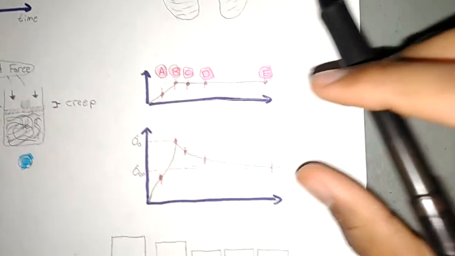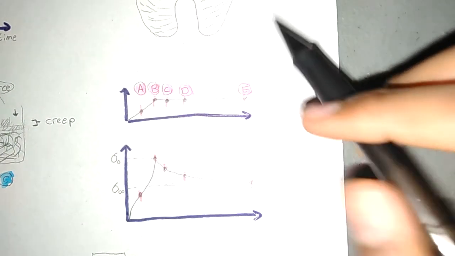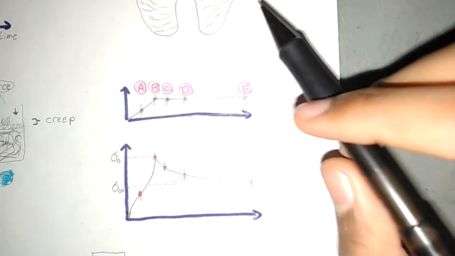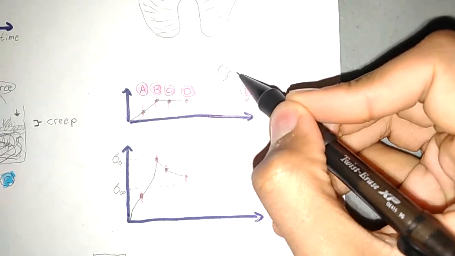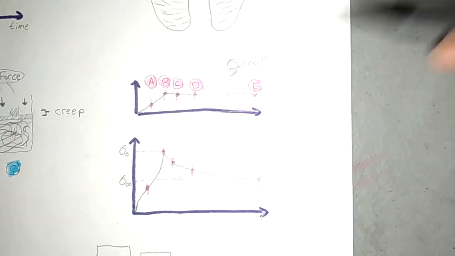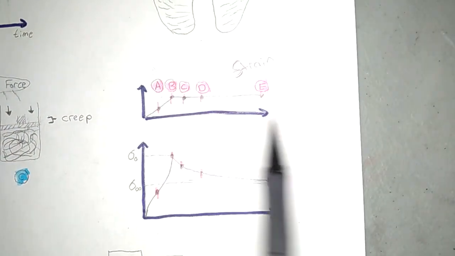Okay, we have another one, but now, what if we keep strain constant? What if we keep strain constant and then see the stress? If this is strain, what if we keep strain constant and see the stress? So now let's break it up into points and see what happens.